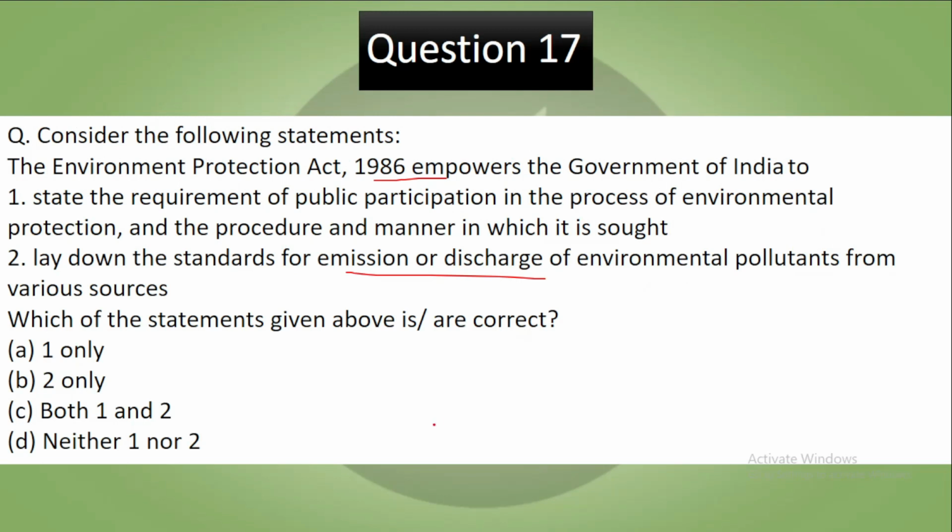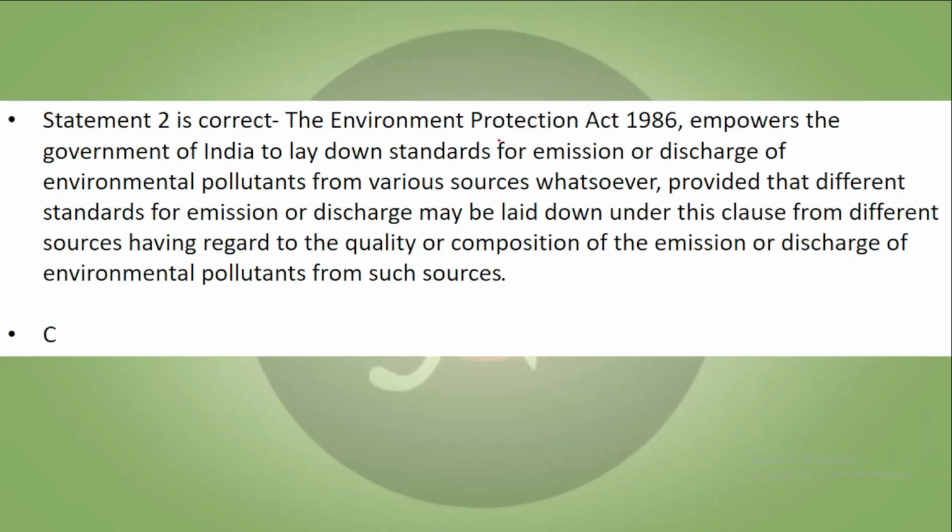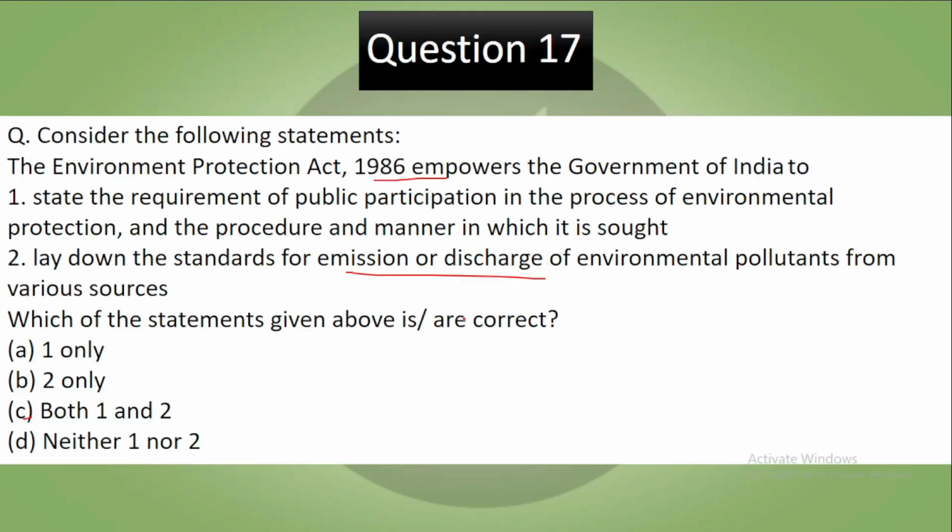So your correct answer to this is C. Both are correct. Why is it so? The Environment Protection Act 1986 empowers the government of India to lay down standards for emission or discharge of environmental pollutants from various sources whatsoever, provided that different standards for emission or discharge may be laid down under this clause from different sources, having regard to the quality or composition of the emission or discharge of the environment pollutants from such sources.